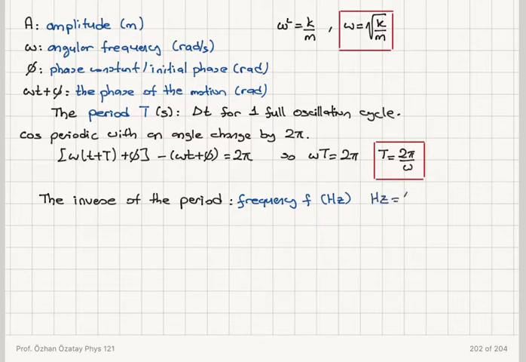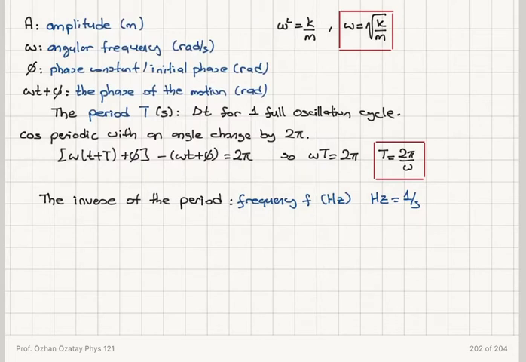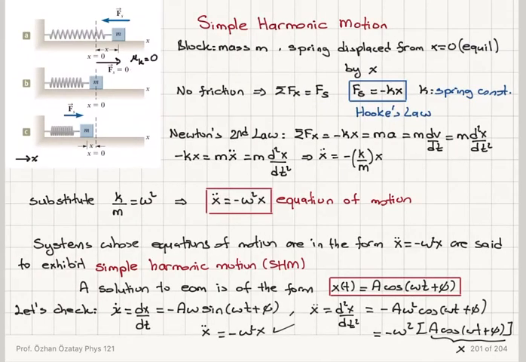The inverse of the period is called frequency. Frequency f is measured in hertz. 1 hertz is 1 over second. And what does it physically mean? If you have a clock and you wait for 1 second starting at a certain point in time, you count the number of full cycles. That is going to give you the frequency of the oscillation.